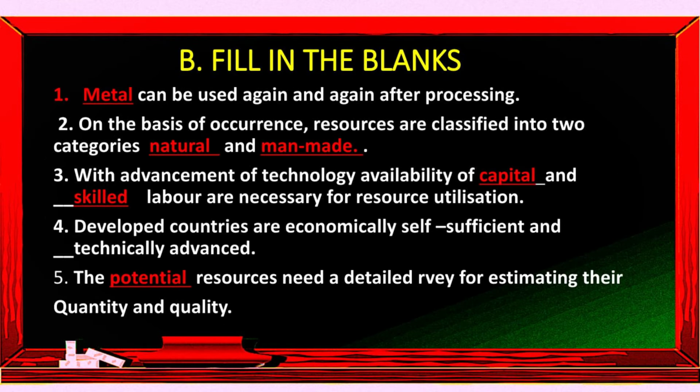B. Fill in the blanks. 1. Metal can be used again and again after processing. 2. On the basis of occurrence, resources are classified into two categories, natural and man-made. 3. With advancement of technology, availability of capital and skilled labor are necessary for resource utilization. 4. Developed countries are economically self-sufficient and technically advanced. 5. The potential resources need a detailed survey for estimating their quantity and quality.